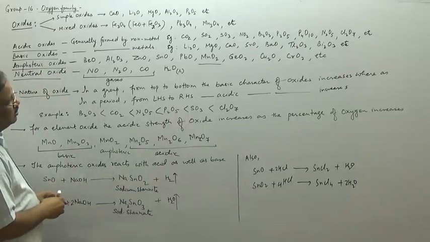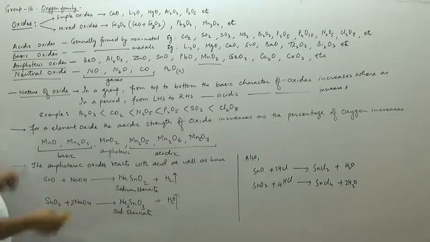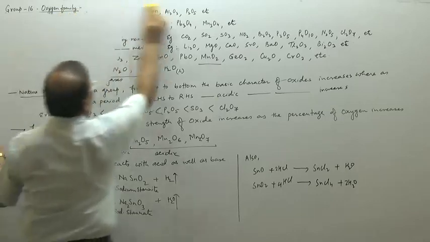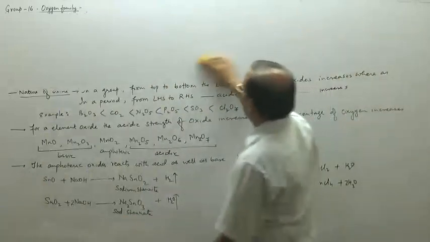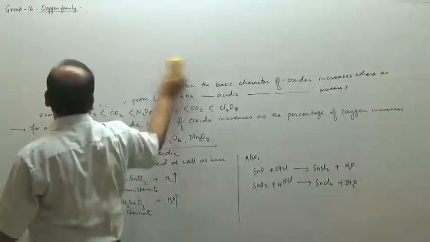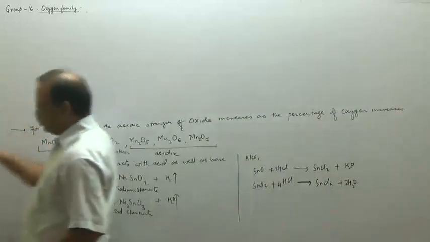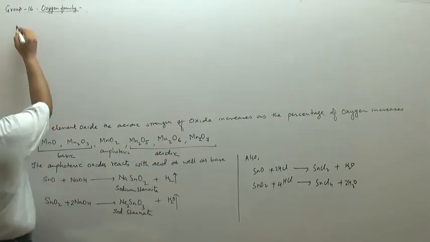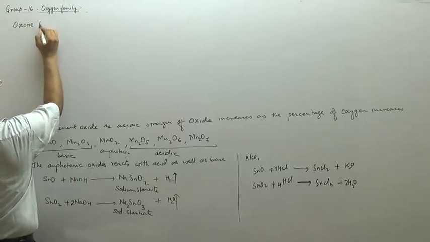Yes, this is all about the oxides, the information required about the oxides. We have discussed the same information in the periodic table also. Next I can write ozone. It is an allotrope of oxygen. So I'm going to discuss ozone, that is O3.